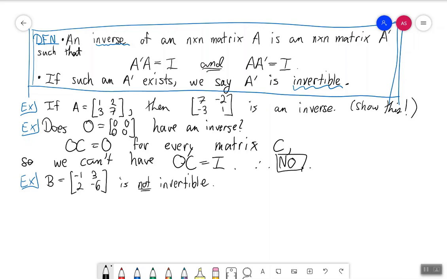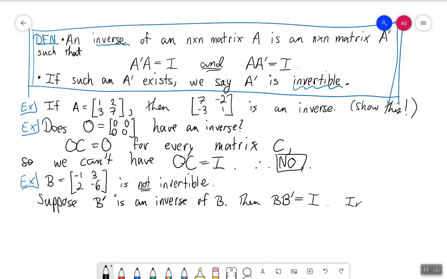For instance, this matrix here, B equals [-1, 3; 2, -6], is not invertible. One way to show this is as follows. Suppose it was. Suppose B prime is an inverse of B. And we'll show that we run into a contradiction. Then B times B prime would have to be equal to the identity matrix.